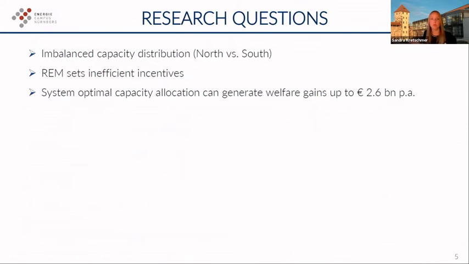So let's recapitulate. We have an imbalanced capacity distribution between North and South Germany. This reference yield model sets inefficient incentives, and we know that a system optimal capacity allocation can generate welfare gains of up to 2.6 billion euros a year.